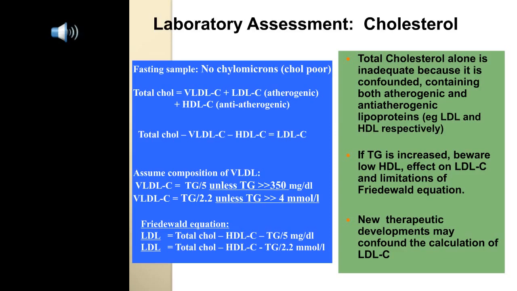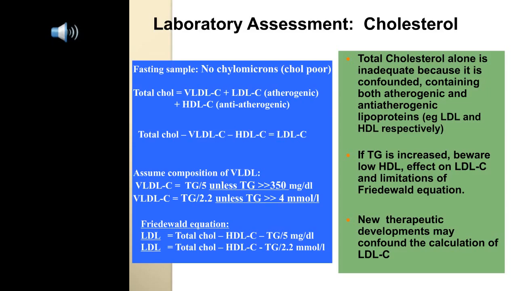The second point is that when triglyceride is elevated, it does place limitations upon the Friedewald equation. We may be running into a situation where triglyceride-rich lipoproteins with different composition are present, maybe chylomicrons or remnant particles, and this would invalidate the Friedewald equation. And it's also a useful reminder that when triglyceride is elevated, there tends to be a reciprocal relationship. We should check that this is the case.